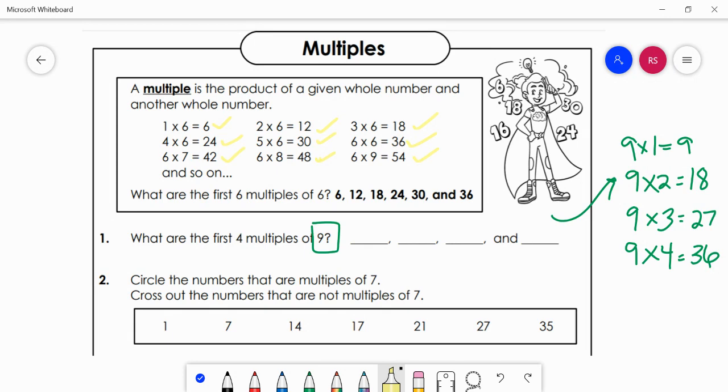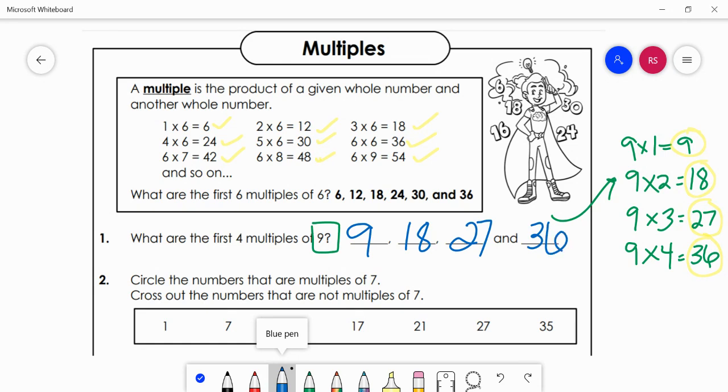Now if I'm skip counting by 9s, I'm doing the same thing. 9, then I got to add another 9 in my head. 18 plus another 9, 27 plus another 9, 36. So either way, if I skip count or if I multiply my number by 1, 2, 3, and 4, I'm getting the same answer. So this would be 9, 18, 27, and 36. That's how I would find the first 4 multiples of the number 9.